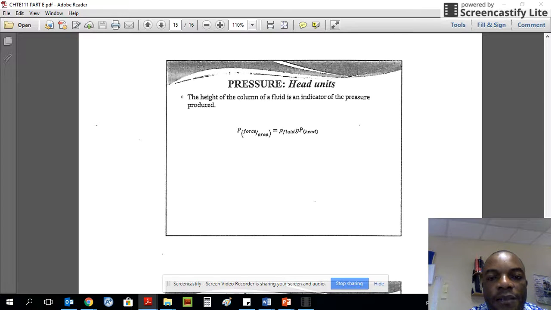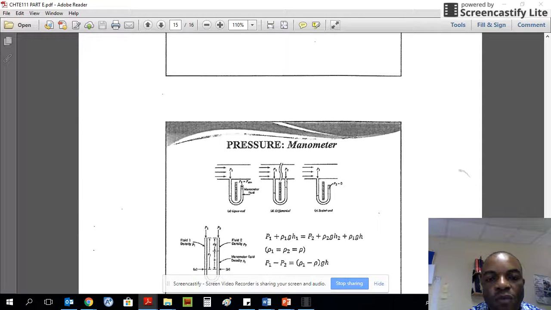Now, this here, it's important that you are able to convert the height of a liquid column into pressure. For that one, you use this formula. Pressure is equal to density of the fluid times g, which is the acceleration due to gravity, times the head, which is the height. We are going to solve some problems to illustrate that one.